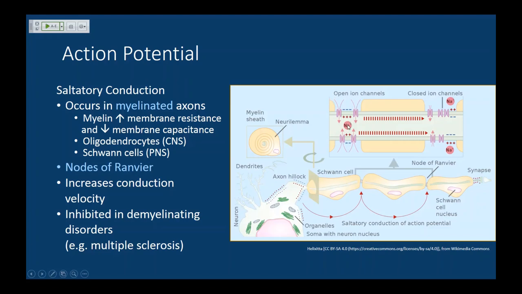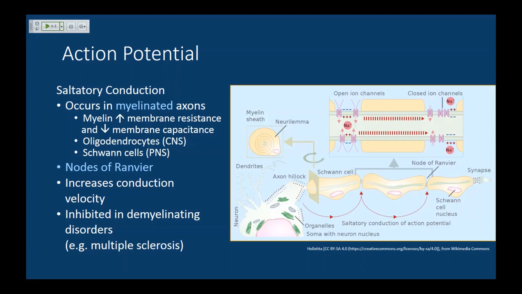So sodium fluxes in, and that charge can then migrate down the axon. Importantly, it is traveling within the axon. It's not physically jumping out of the cell. It just can't escape due to the myelin. So it travels in the axon down to the next node of Ranvier, where it can trigger voltage-gated sodium channels. The main function of this is to increase the conduction velocity of the action potential.